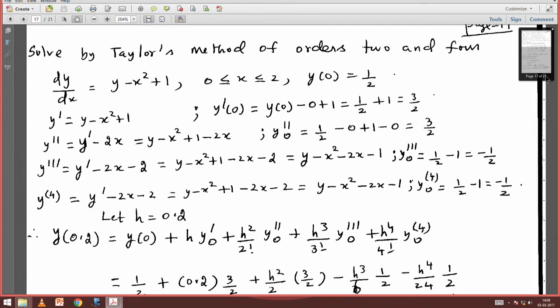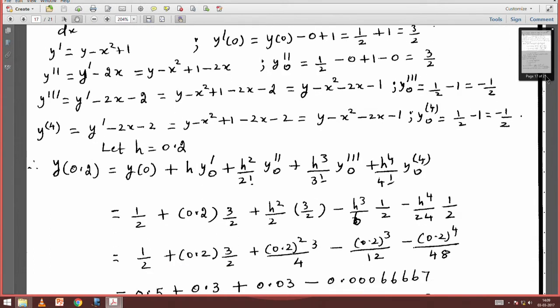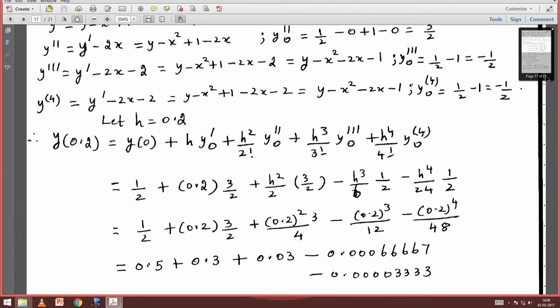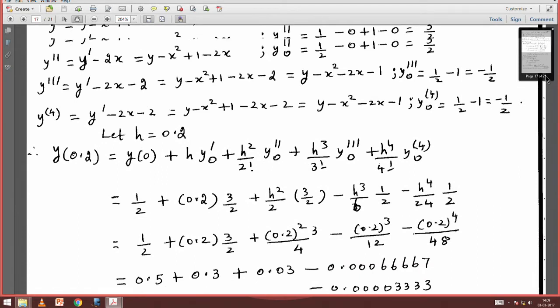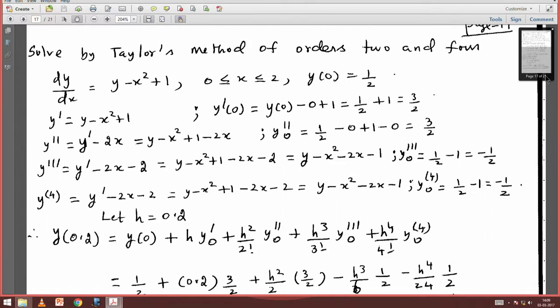So, y prime at 0 is y of 0 minus x square where x is 0 plus 1. So, that gives you 3 by 2. Then y double prime at 0: we substitute the values of y at 0, x is itself 0, and so we get this to be 3 by 2. Similarly, we evaluate the third order derivative at the initial point, the fourth order derivative at the initial point, and keep these values ready, and then take the step size to be h equal to 0.2. So, let us take h to be 0.2 and then obtain the solution.